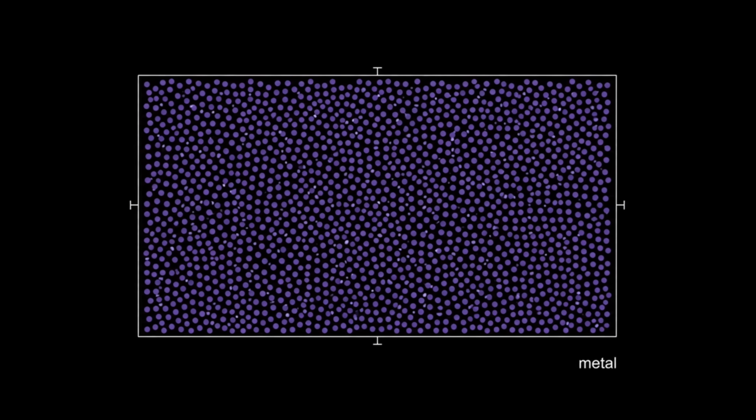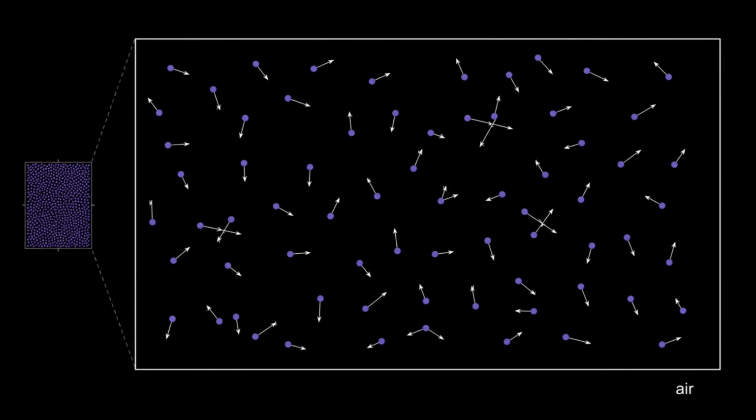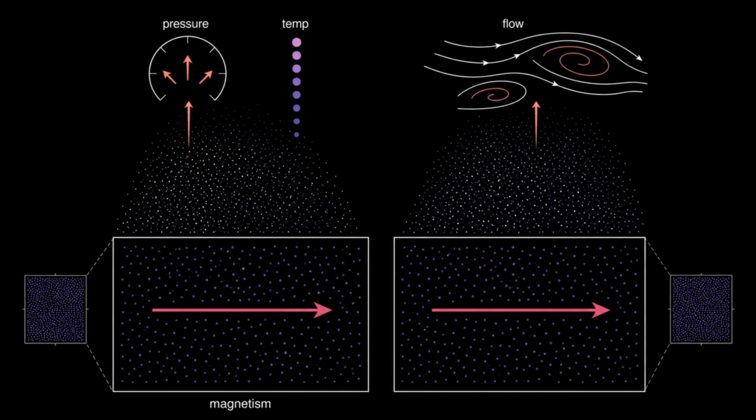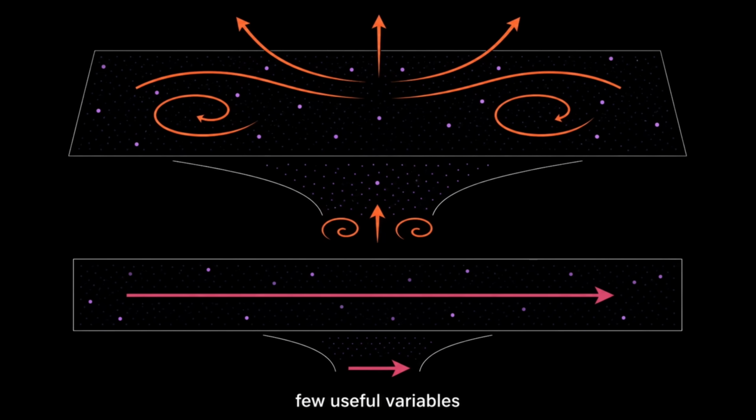And physics runs into the same issue. A piece of metal contains an unimaginable number of atoms. The atmosphere contains countless molecules colliding in every direction. If you tried to predict a magnet or a storm by tracking every particle individually, you'd never finish. Yet physicists can still say useful things about pressure, temperature, magnetism, or turbulence. How? By not insisting that every microscopic detail deserves equal attention.